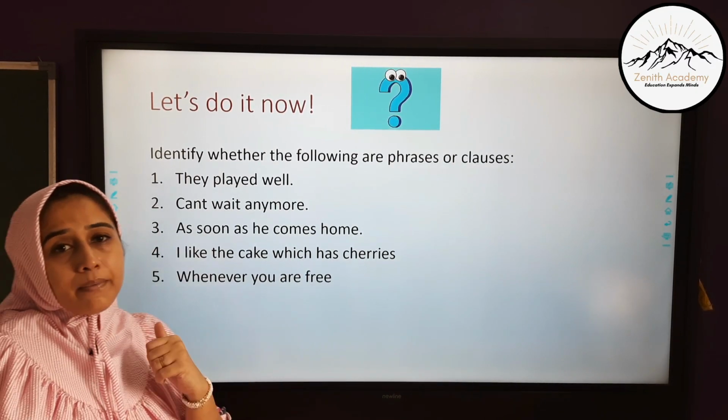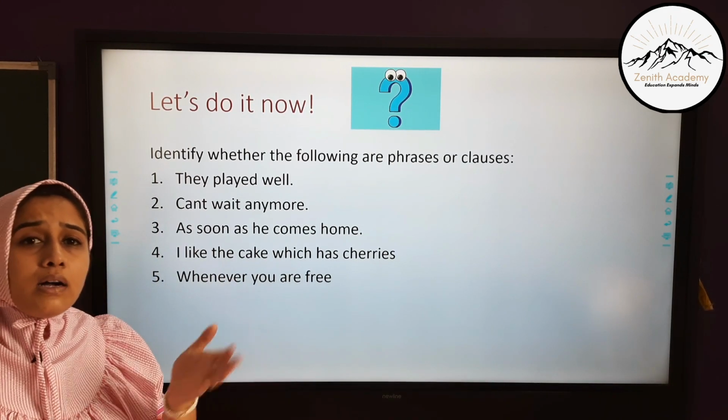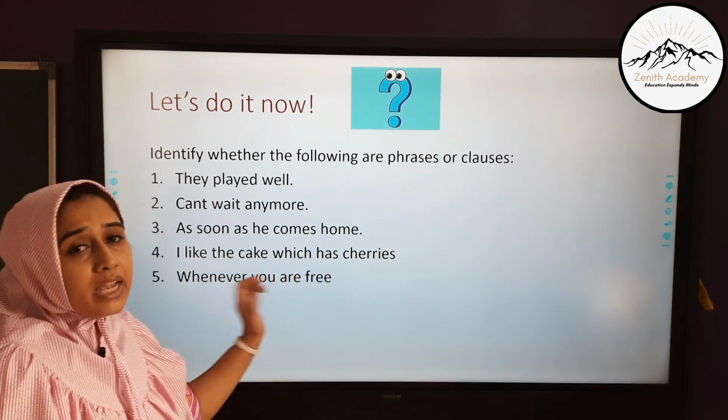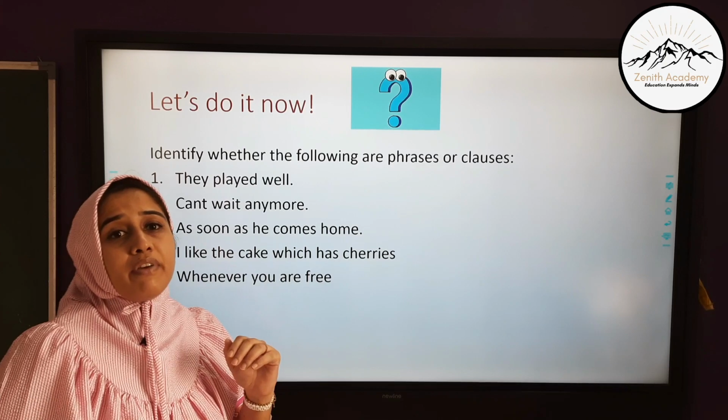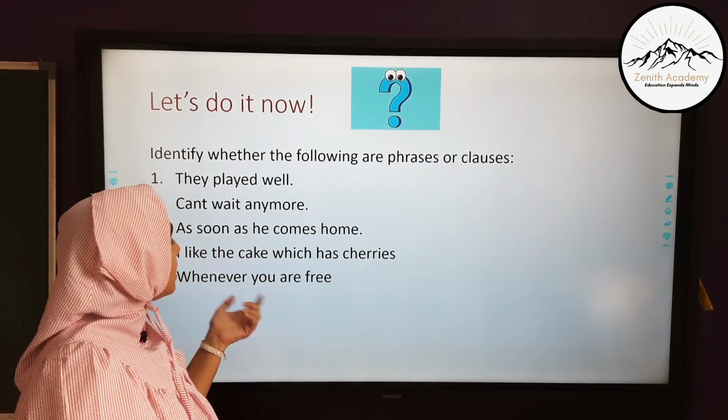Whenever you are free. This is a dependent clause. You is the subject and are free is the verb. But it does not convey the meaning. The question remains, what happens whenever you are free? So that is why this is a dependent clause.